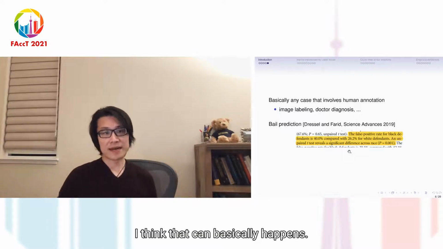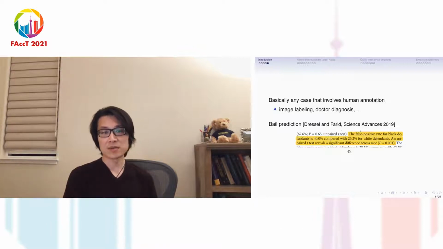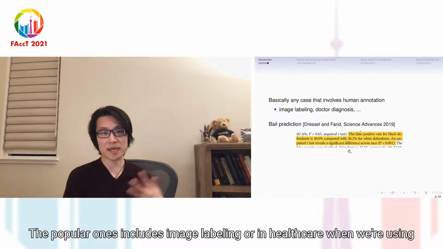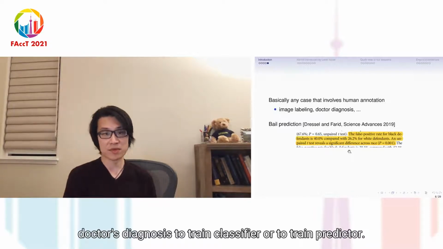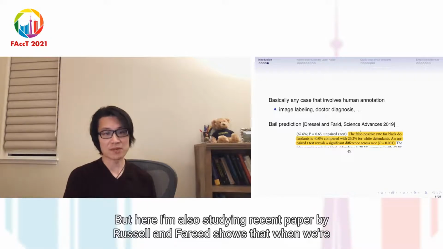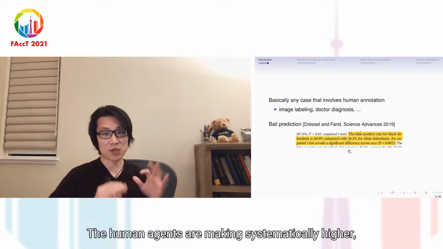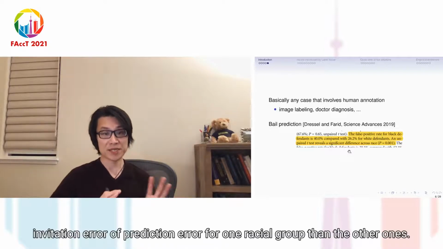This is something that can happen in any case that involves human annotations. Popular examples include image labeling, or healthcare, when we're using diagnoses to train a classifier or predictor. But I'm also studying a recent paper by Dressel and Farid, which shows that when we invite human participants to help us evaluate bail decisions, the human agents make systematically higher annotation or prediction errors for one racial group than the other.